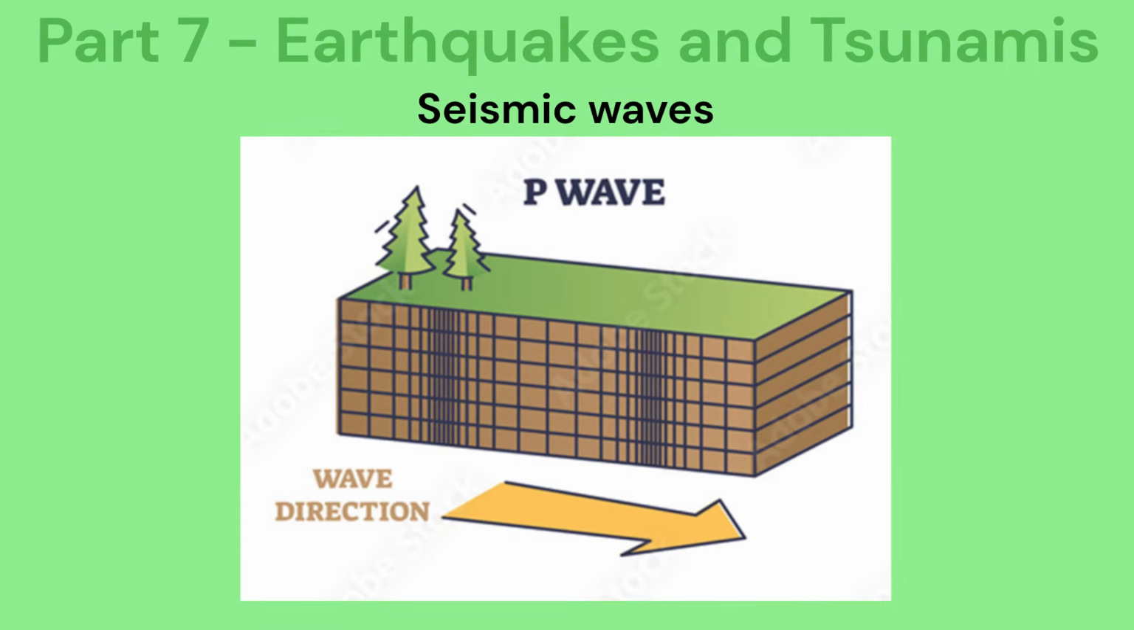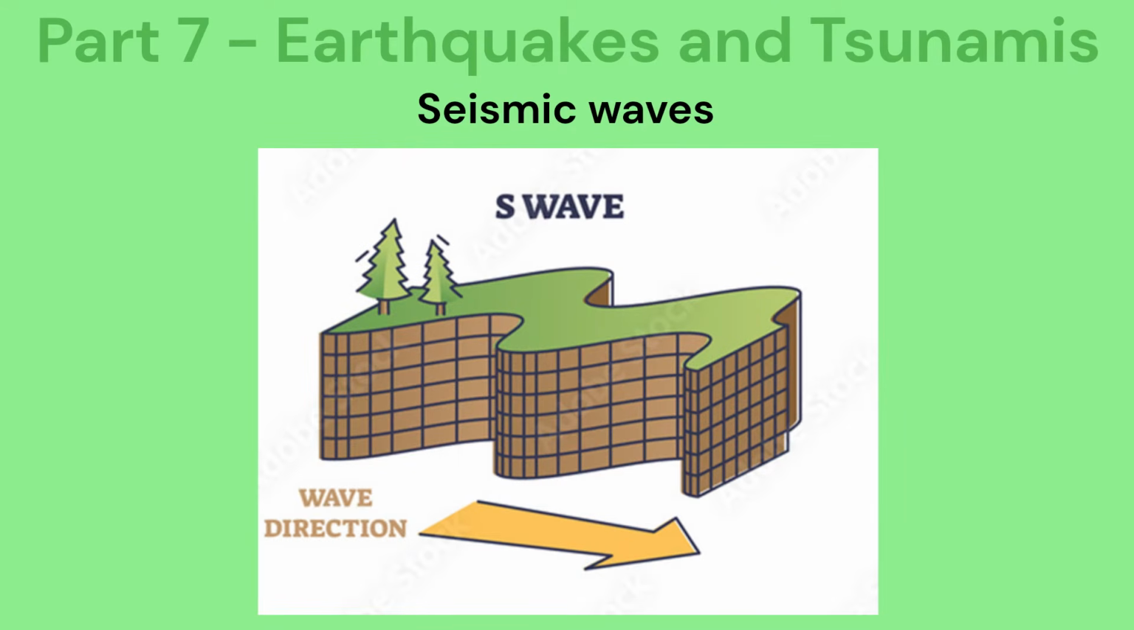The first type of seismic wave is a P wave, also known as a primary wave. The vibrations are caused by compression. They spread quickly from the fault at a rate of 8 km per second. They can travel through liquids.